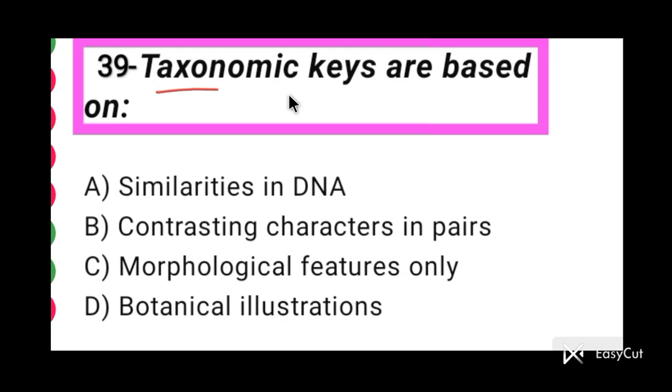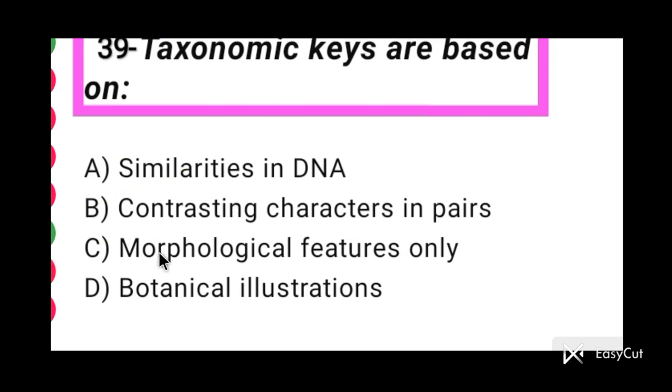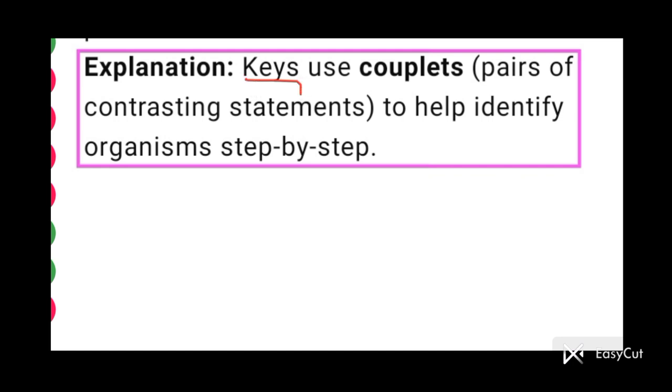Question number 39. Taxonomic keys are based on contrasting characters in pairs. Option B is correct here. Keys use couplets. Couplets means pairs of contrasting statements to help identify organisms step by step.